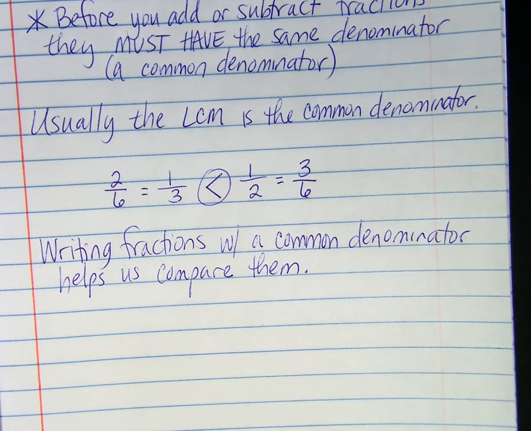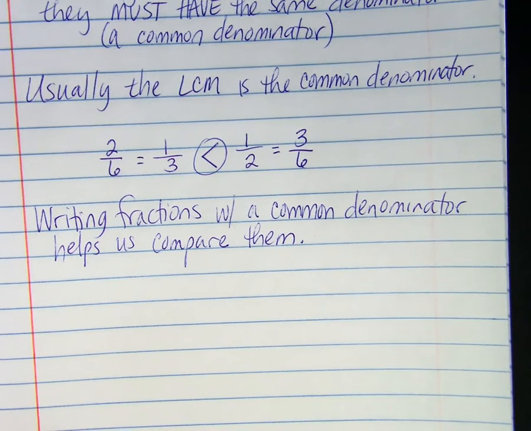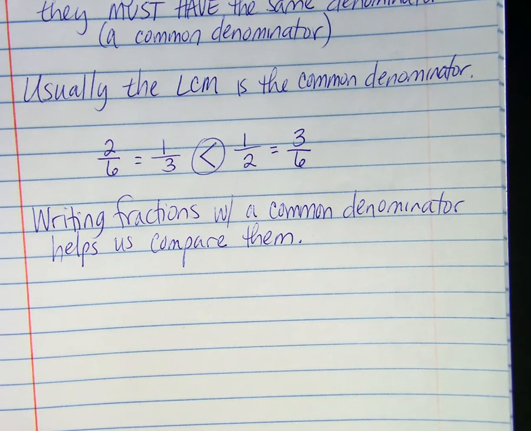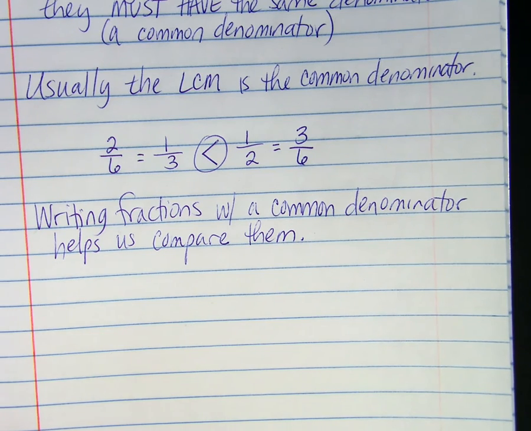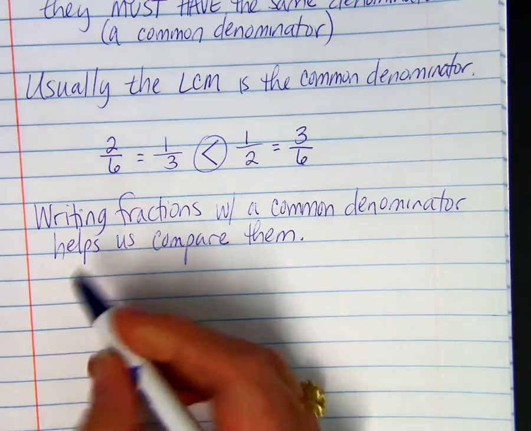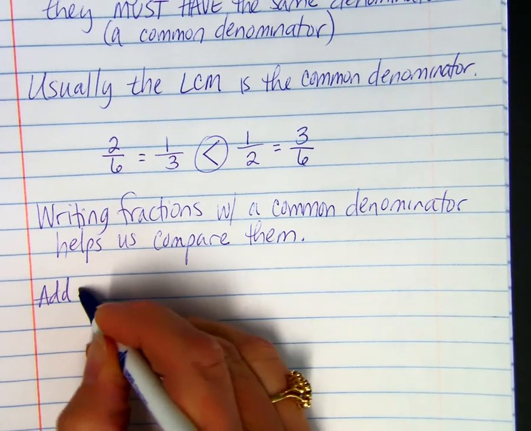When we need to add or subtract, we need to have a common denominator first. So usually we will rewrite the fractions so that they have a common denominator before we add or subtract.